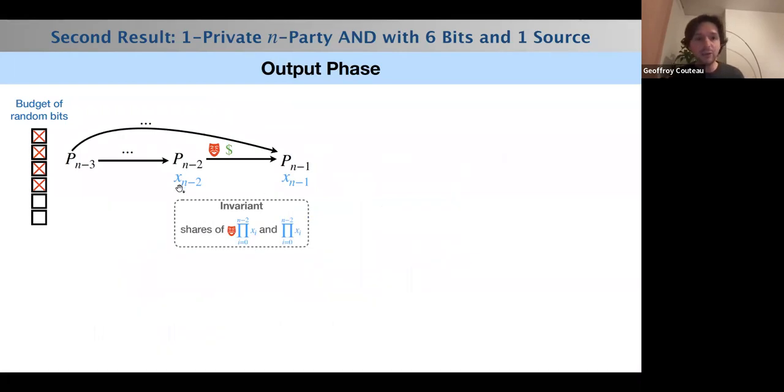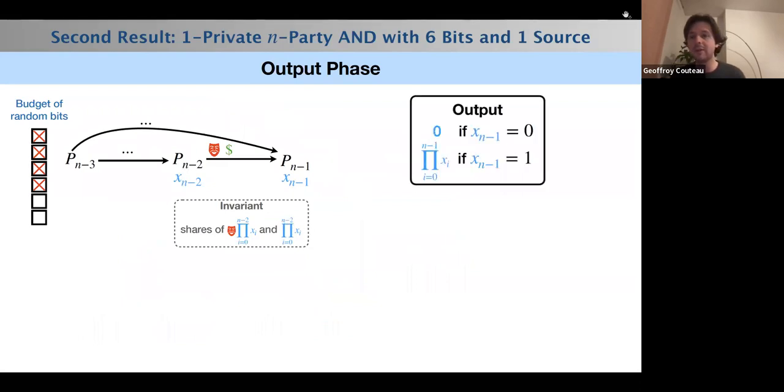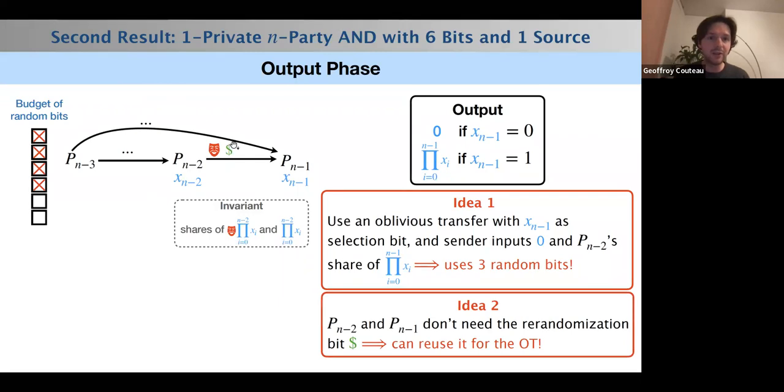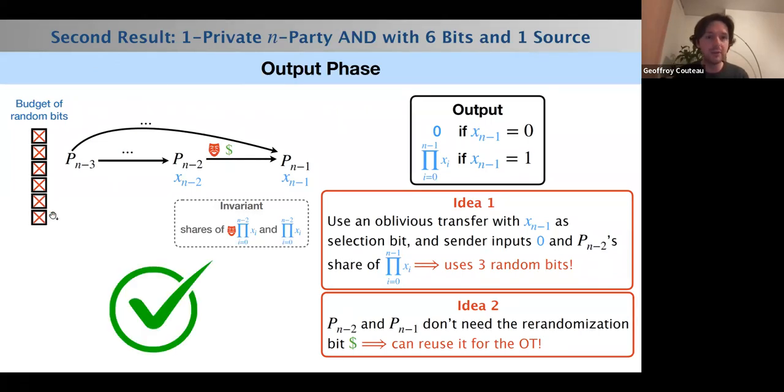In the end, what's left to do is just multiplying the last input of the last party to this product. And if you look closely at what we want to do exactly, what we want to do is exactly an oblivious transfer, actually. And we know that oblivious transfer can be done with 3 random bits. So we could do that. And we actually also observed that the last randomizer bit is never used anymore, so we can recycle it for the oblivious transfer. Hence, we do the full oblivious transfer only using 2 additional random bits. And this way, all parties get the output.